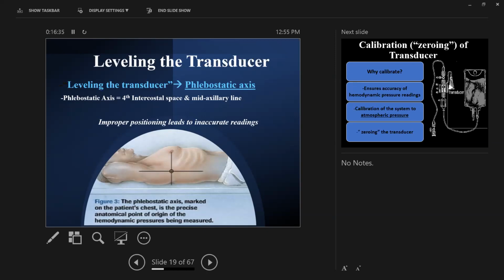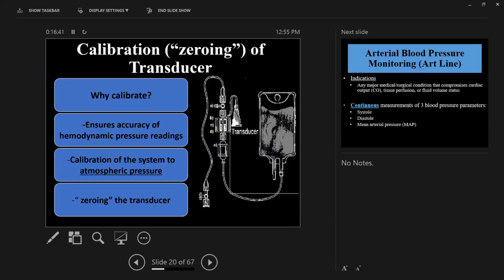That is leveling the transducer. That's one of two things that you need to do. You need to level, and then the next is you need to calibrate or zero. It's that scale that you get on, and you want it to go to zeros. So if it will not zero, it is not accurate.